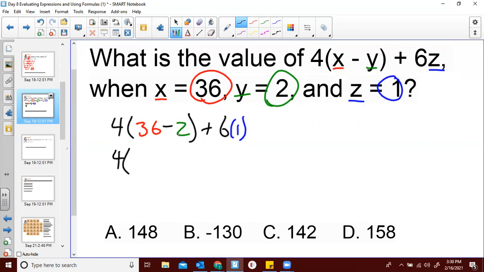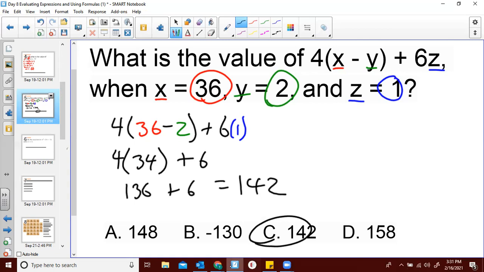So 36 minus 2 is going to be 34. We do our grouping symbol first. And then this multiplication over here kind of by itself, 6 times 1 is 6. Anything times 1 is itself. So 4 times 34. 4 times 34 is going to be 136 plus 6, which will equal 142.